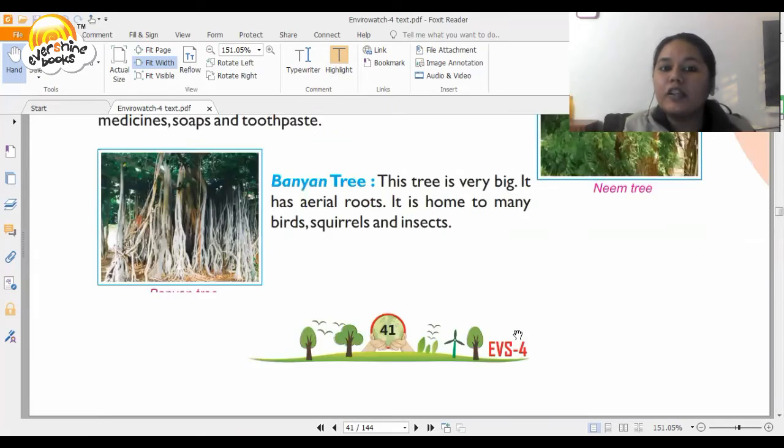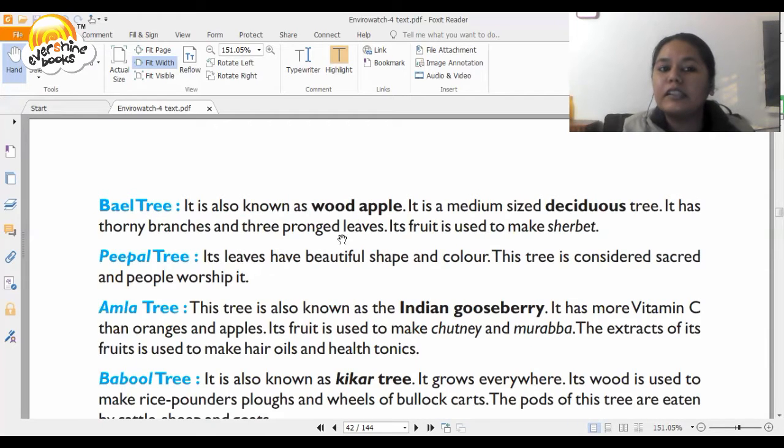Then the next tree that we are going to talk about is the bael tree. It is also known as wood apple. It is a medium-sized deciduous tree. It has thorny branches and three-pronged leaves. Its fruit is used to make sharbat. It's a sweet liquid for which this bael tree is used.